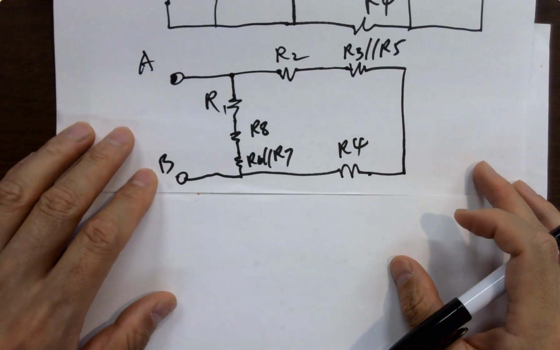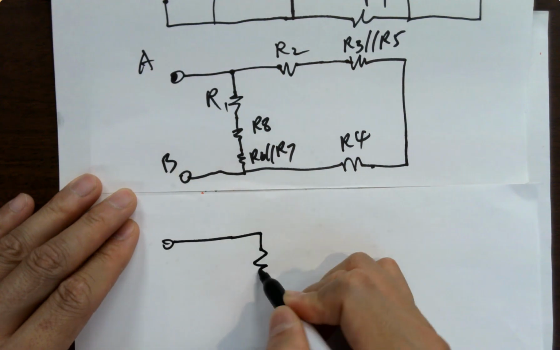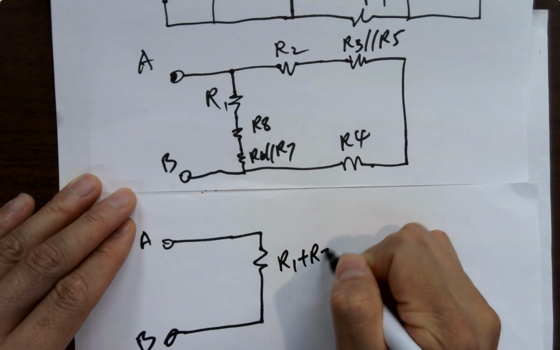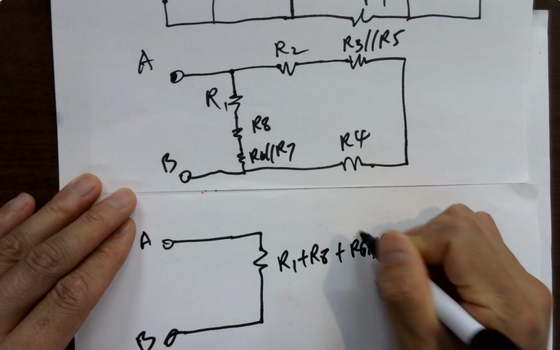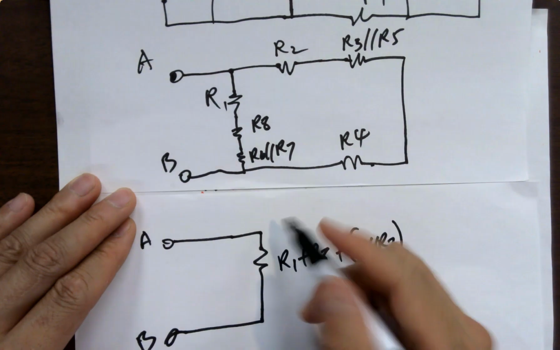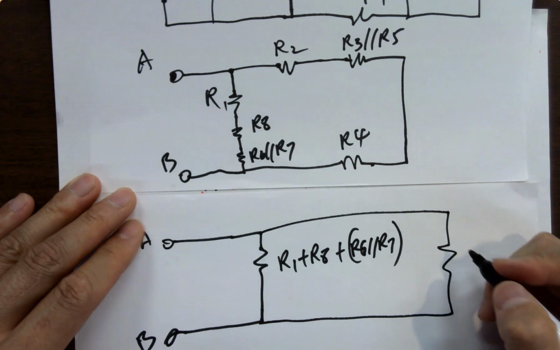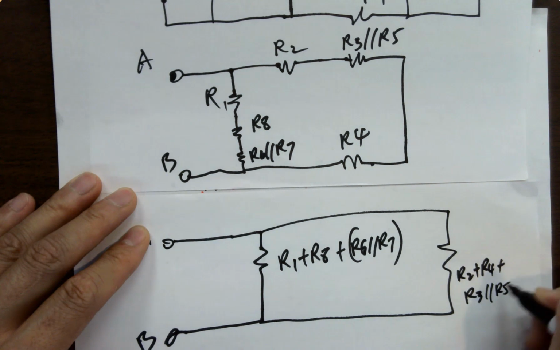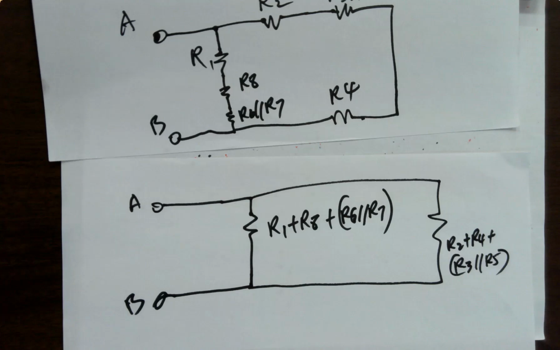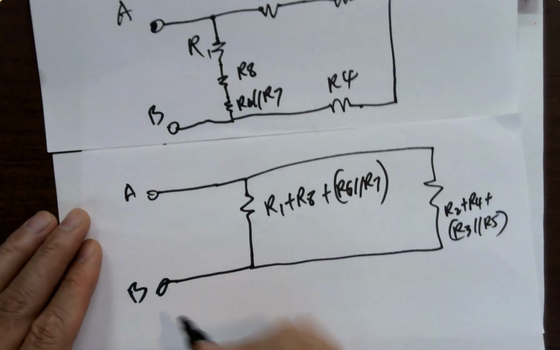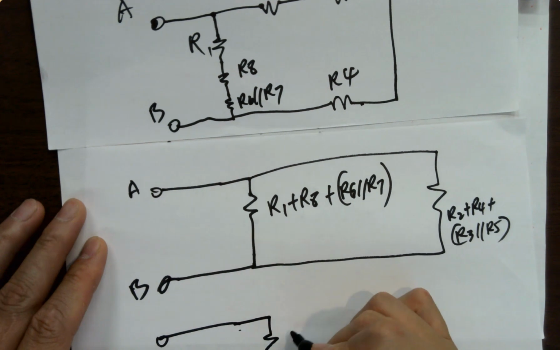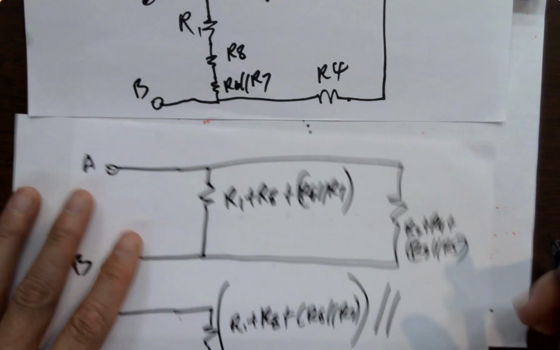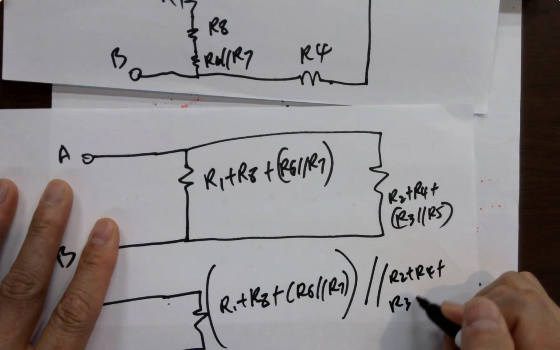So this becomes one big resistor between A and B. This one is R1 plus R8 plus R6 in parallel with R7. That's the one big resistor, and then you got another resistor in parallel actually. This resistor is R2 plus R4 plus R3 in parallel with R5. That's it. That's the equivalent resistor network. In parallel these two, it becomes just one resistor, which is R1 plus R8 plus R6 in parallel with R7, and in parallel with R2 plus R4 plus R3 in parallel with R5.